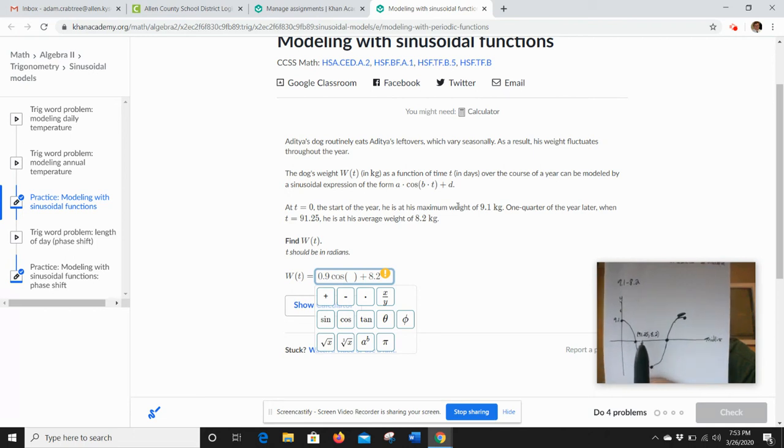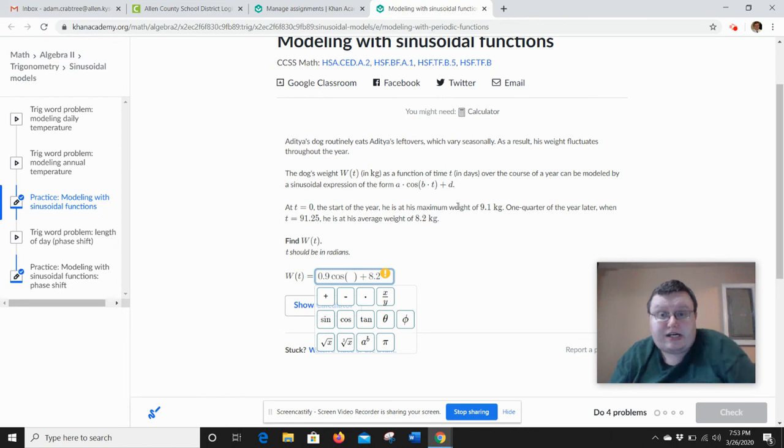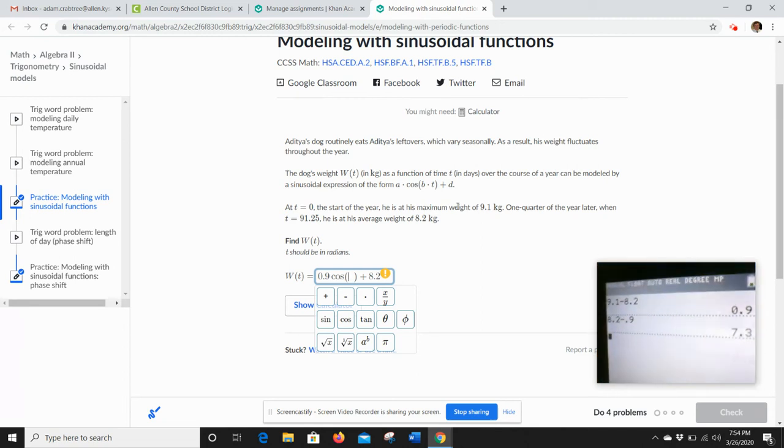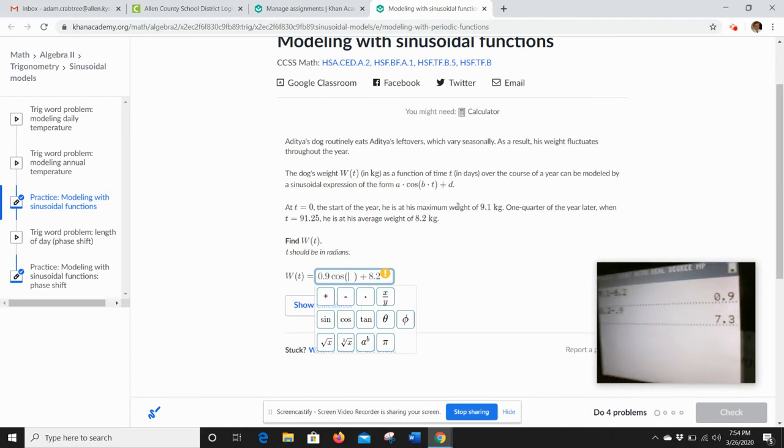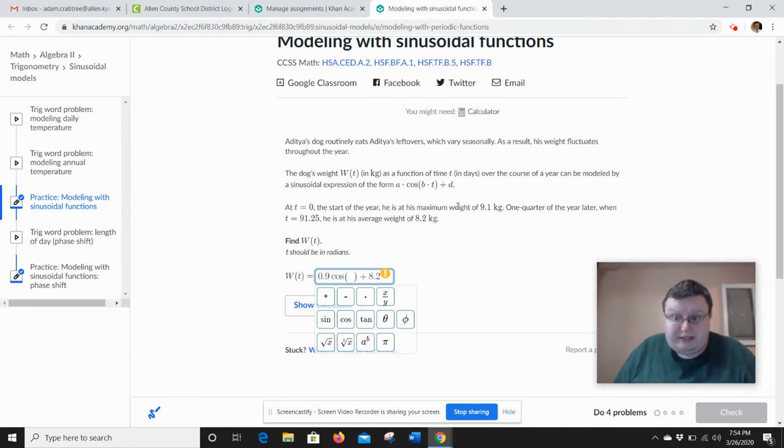That x difference right there should be the same over each one of those intervals. They should all be the same. So at the minimum right here, in theory, we should be looking at a function where we can take that midline. If we take 8.2, and if we subtract 0.9, we get 7.3. I just took the midline and I subtracted the amplitude.